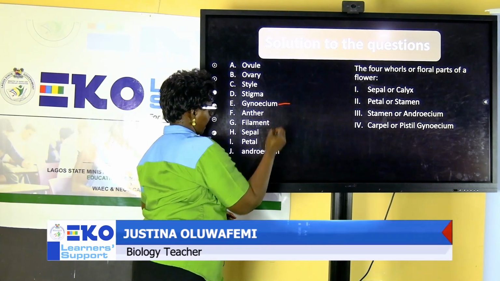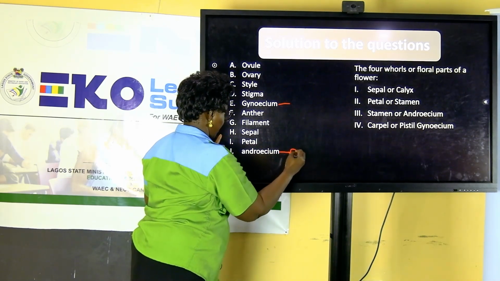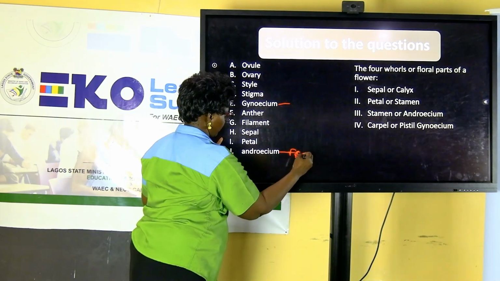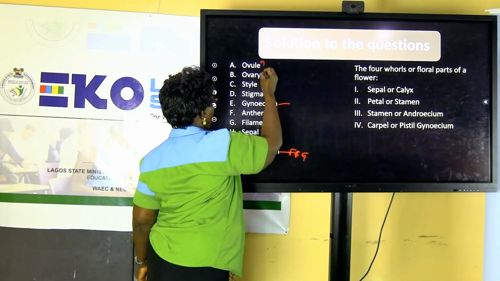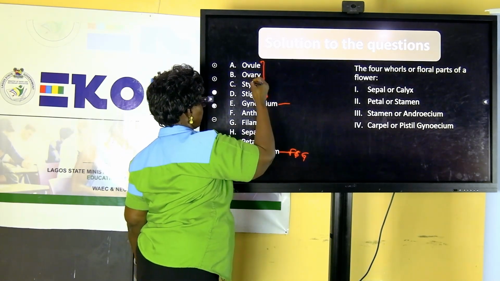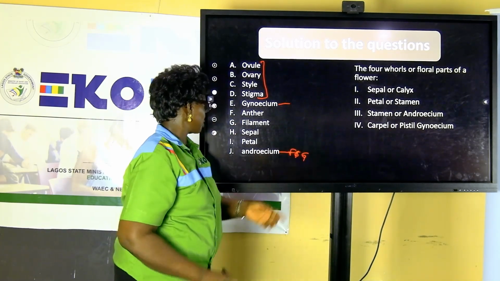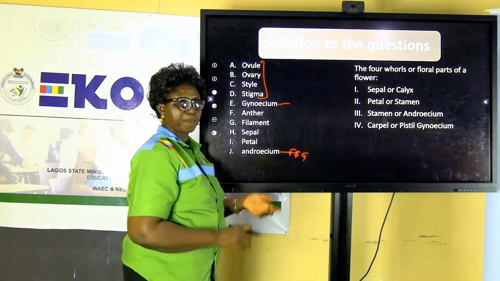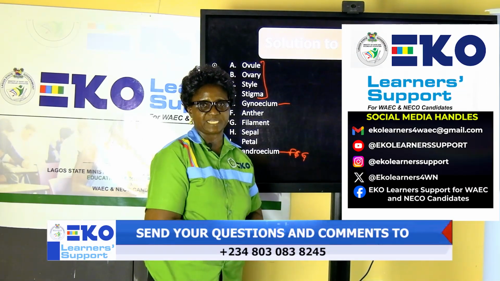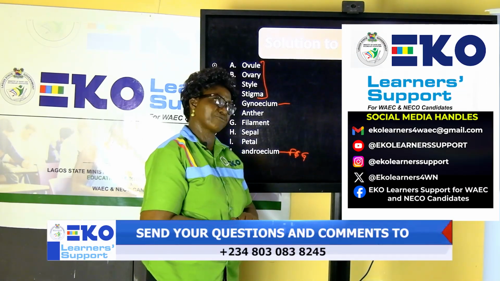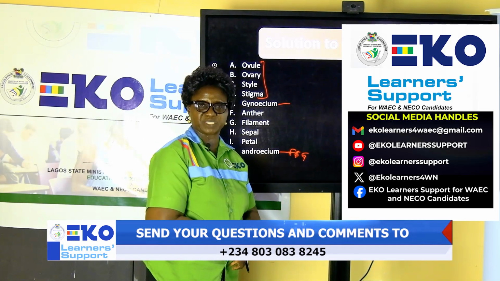So this is the female part, and this one is the male part. The male part consists of F and G. What makes up the gynoecium consists of all of this: A, B, C, and D. They make up what constitutes the gynoecium. Sepal and petal carry out their own role alongside. So with this, we have come to the end of today's lesson. I am sure you have learned something very important.